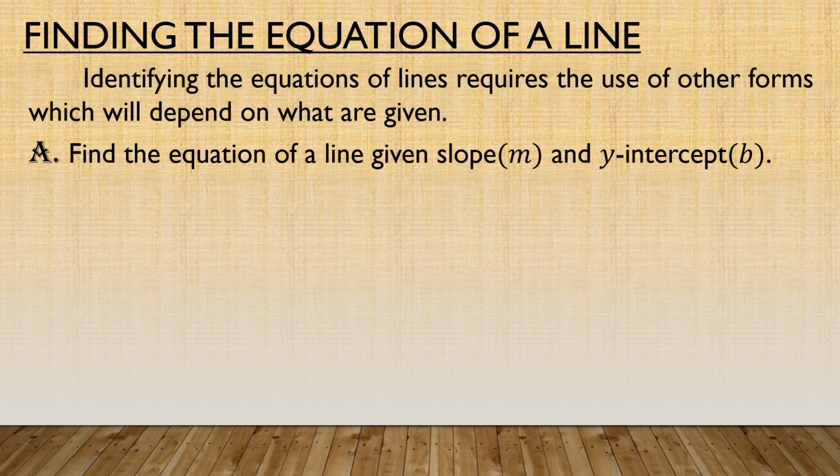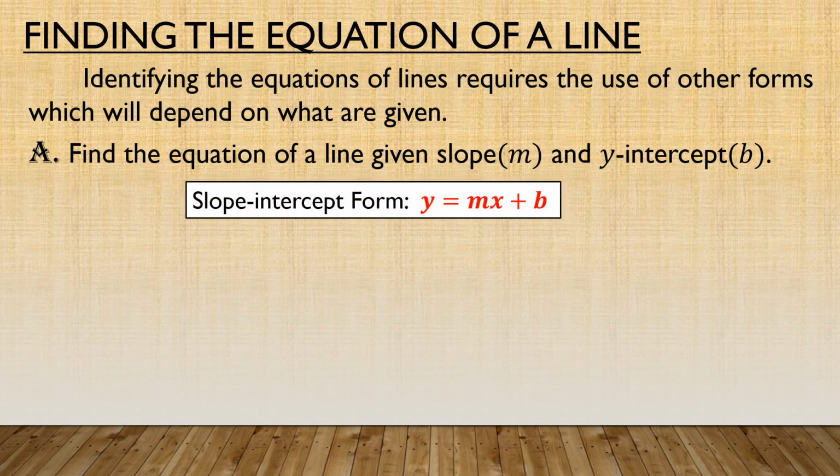Okay, let's have letter A. Find the equation of a line given slope m and y-intercept b. So, ang bibigay dito ay slope at saka yung y-intercept. Since bibigyan tayo ng slope tsaka ng y-intercept, therefore, we will use the slope-intercept form, which is y equals mx plus b.